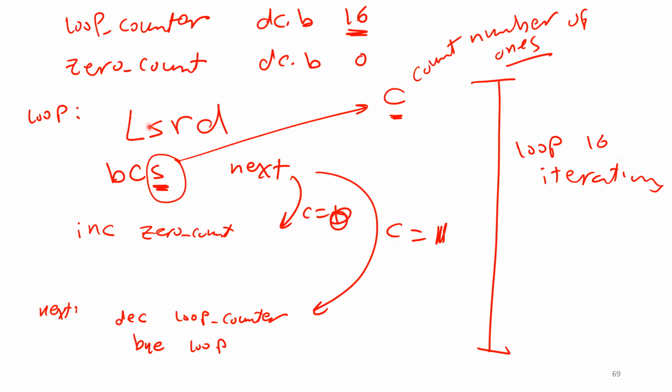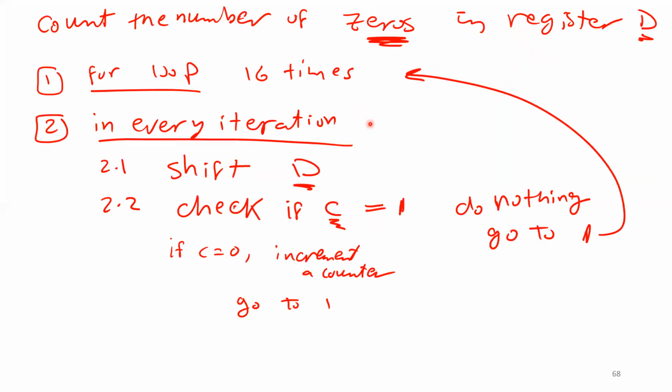So this part here is going to be repeated 16 times, okay? 16 iterations. Okay, let me go back. This is the first thing I told you about. We need to make a loop for 16 times. Okay, number two, what should I do in every iteration? Number one, shift. Number two, check the bit, the carry bit, right?